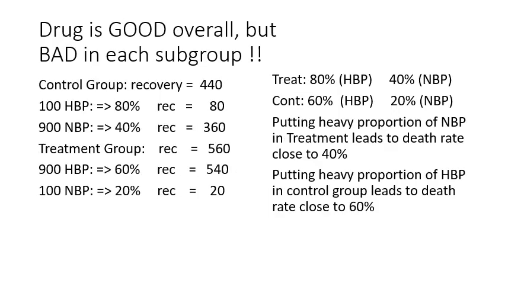Here are the specific numbers. Suppose that the control group has 900 people with normal blood pressure and 100 with high blood pressure, and the recovery rates in the control group are 80% and 40%. So you can calculate that 80% of the high blood pressure people will recover, and that will give us 80 recoveries, and 40% of the normal will recover, and that will give us 360 recoveries for a total of 440.